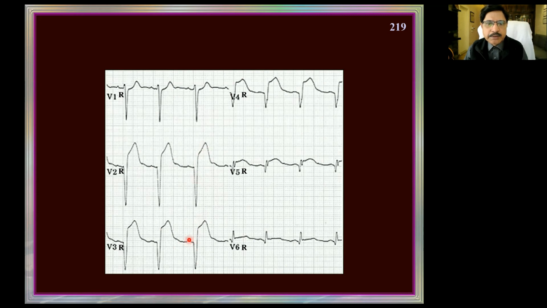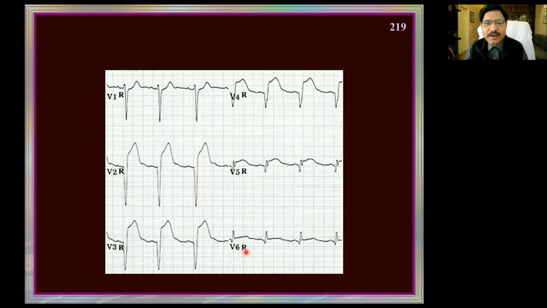Anterior and septal leads are showing very tall ST segment elevations with T inversions in V2, and deep V3 and V4. It's a typical pattern, but look at the marking here. What is that? These are recorded on the right side and not on the left side.